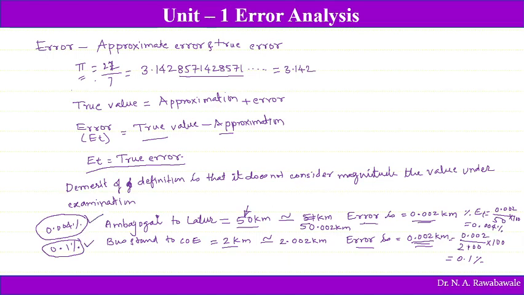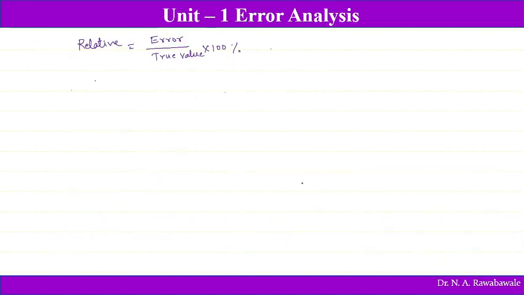So this error is very high and this error is very small. If we study only the simple error, then in both cases the error is 0.002. So to have a clear idea about the error, simple error is not considered here; relative error is measured. Therefore, the relative error gives the real sense of the error existing in the measurements or in the system.